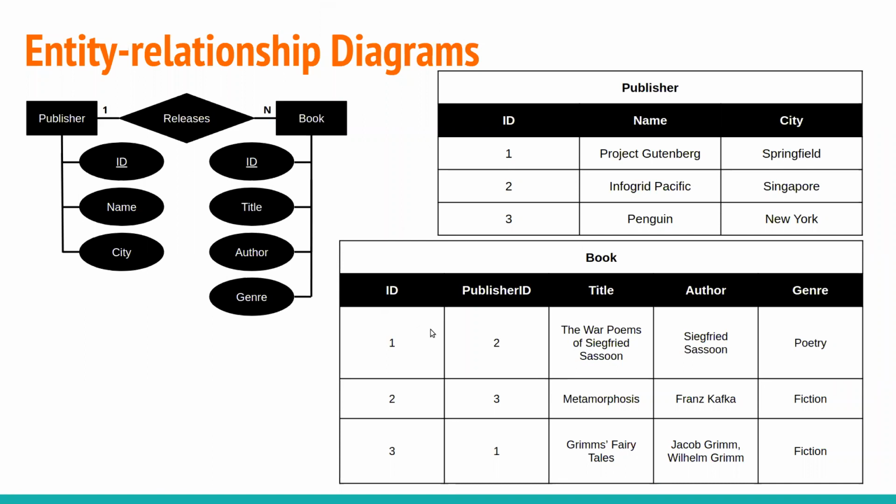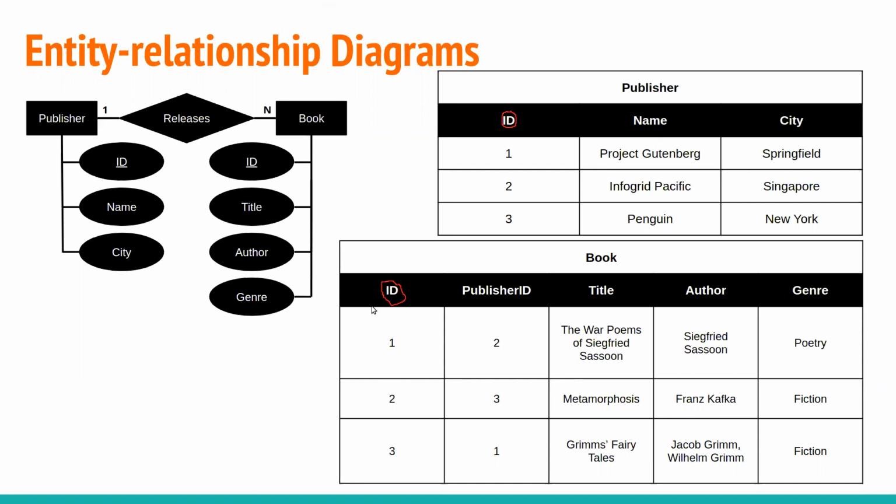So we've got 3 books. They're identified by the primary key of the book table, which is ID. The primary key of the publisher table is also ID. So each publisher is uniquely identified by this ID, and each book is uniquely identified by this ID.